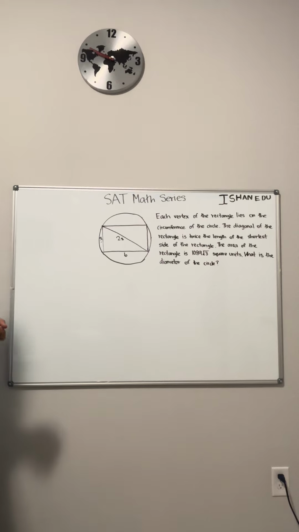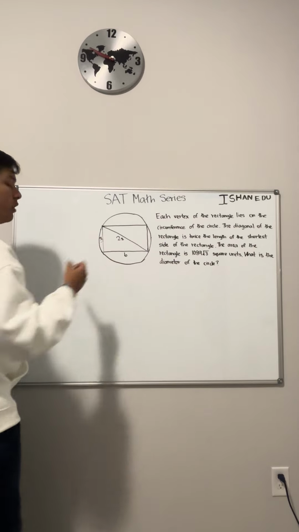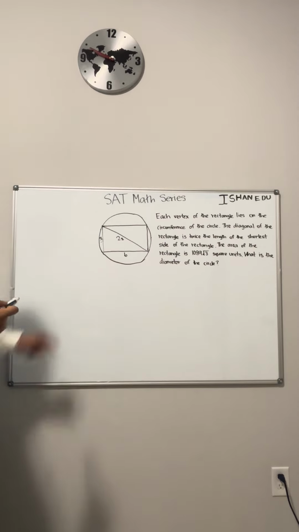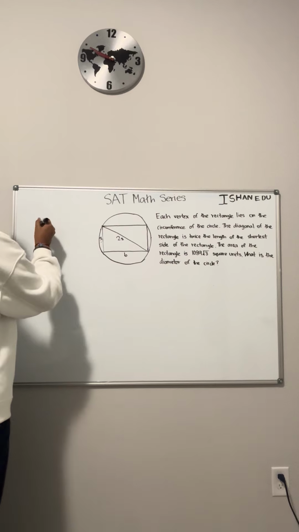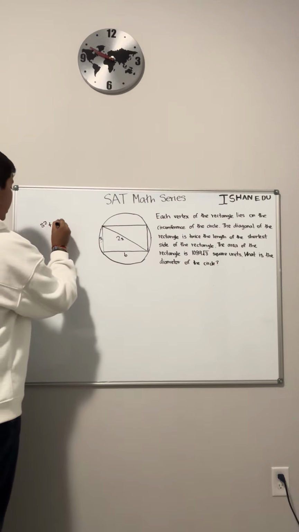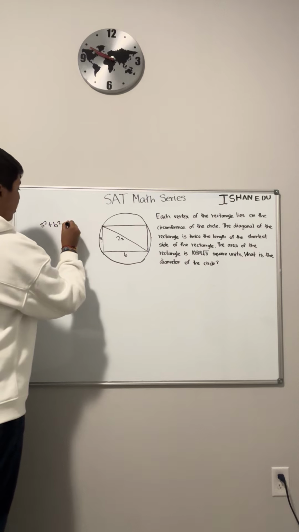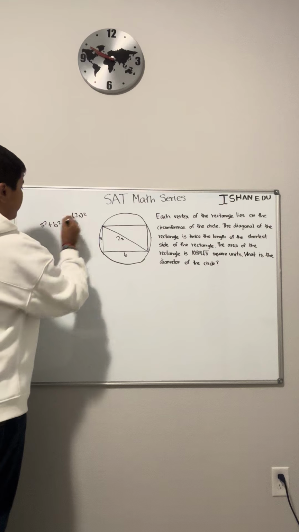So conveniently for us, the diameter of the circle is also equivalent to the diagonal of the rectangle in the given diagram. So basically, we find the diagonal, we also find the diameter. So let's get started with our calculations. We can use the Pythagorean theorem to formulate our equation. So s squared plus b squared equals 4s squared, which is basically just 2s whole squared, right?